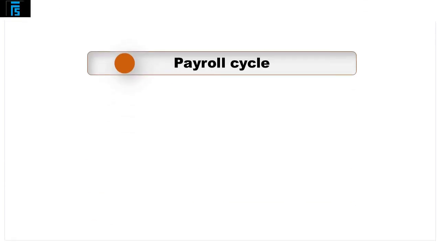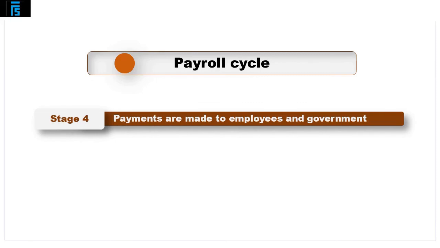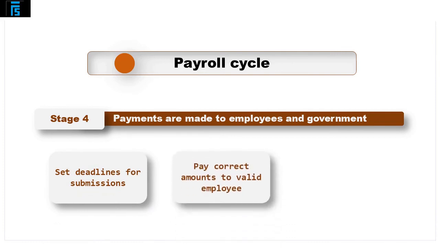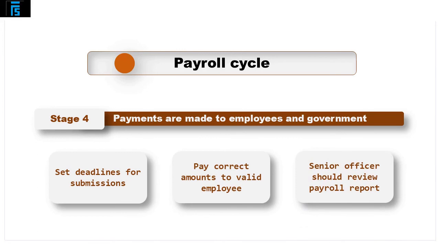Finally, stage 4 is the payments. Payments to employees and the government must be made on time. Therefore, setting deadlines for submissions such as overtime should be in place. The correct amounts must be paid and only to valid employees. Therefore, having a senior official, such as the payroll manager, review this information from the payroll report and the payment sheets will reduce the risk of an incorrect payment.